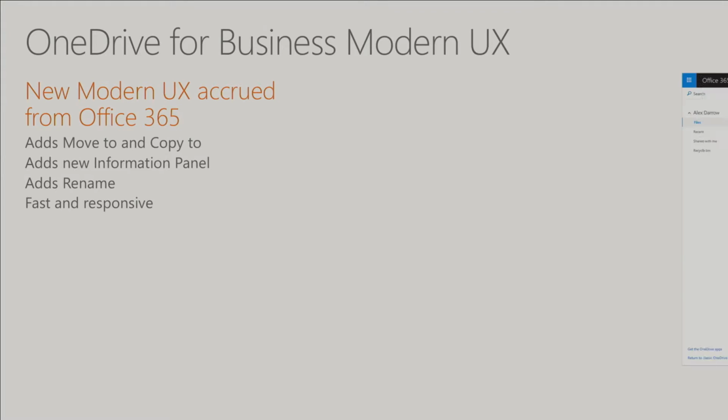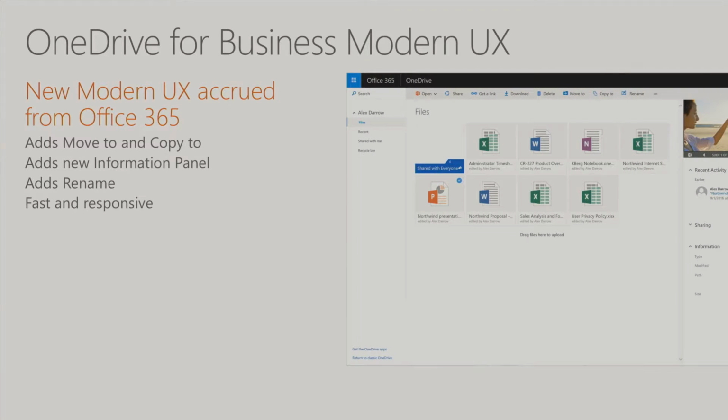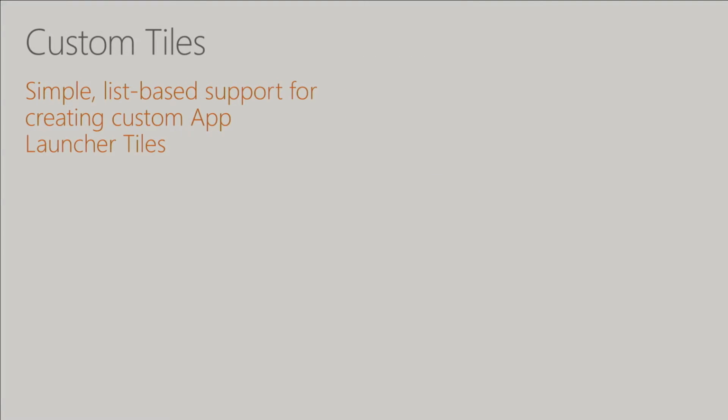So what's in the OneDrive for Business user experience? Basically, it's the new modern user experience that exists in Office 365 that we're bringing back to SharePoint Server 2016 through Feature Pack 1. It adds move and copy, it adds the information panel, it adds the ability to rename files inline, and it's fast and responsive. So it's actually responsive. SharePoint has never done well on mobile devices. As we bring these innovations back to the server, they'll look much better on mobile devices.